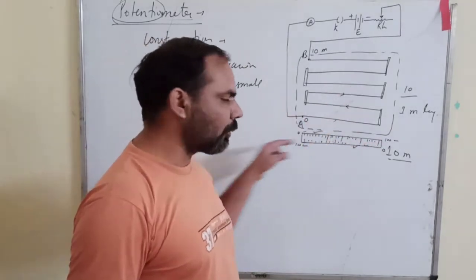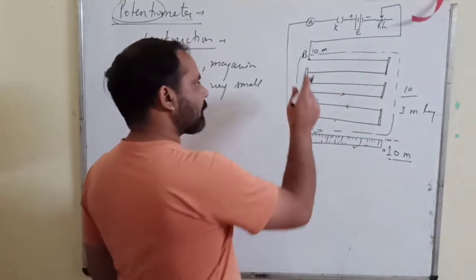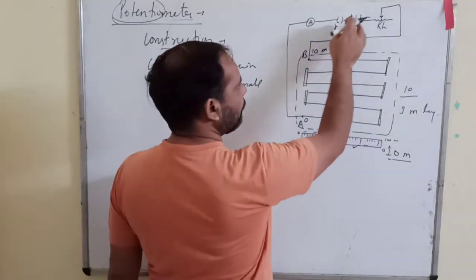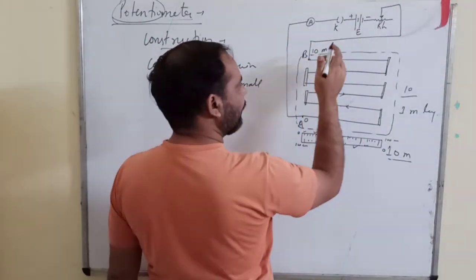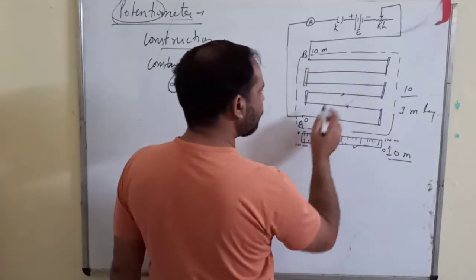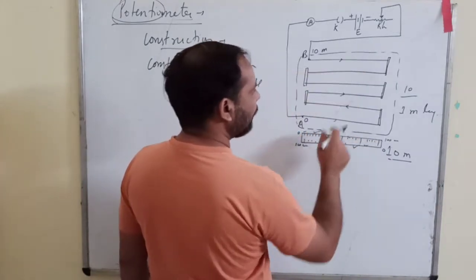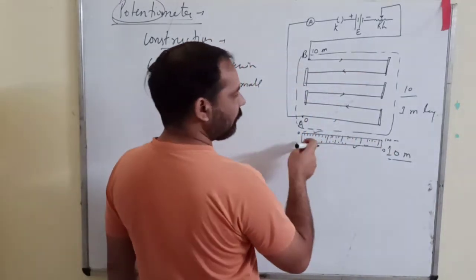Then the next one, the lower scale. It depends on the direction you are following. If you have connected this end to the positive terminal, then this is your 0 end, and you are moving this way. This will be measured with the upper scale, and the next will be measured with the lower scale.